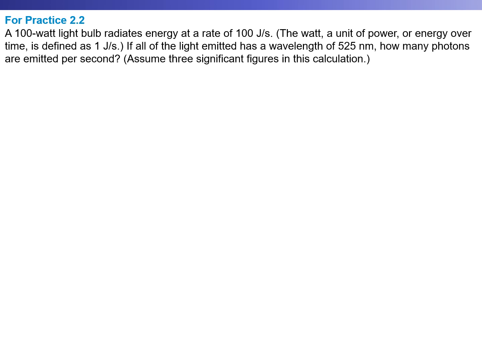With all these problems, I always like to start with what I'm given. So what I'm given is that I have an energy rate of 100 joules per second. I've also been given a wavelength of 525 nanometers, which we're going to have to convert into meters. We can use the same conversion factor that we used in the first problem, and that allows us to say that we have 525 times 10 to the -9 meters. All right, that's good.